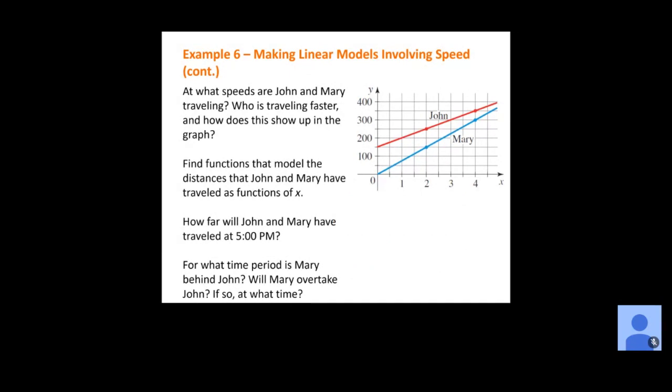Our first question is, at what speeds are John and Mary traveling? Then we'll talk about who's traveling faster once we know what their speeds actually are. So how are we going to find their actual speeds here?